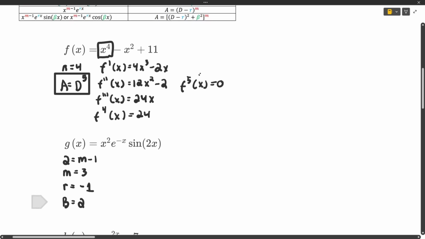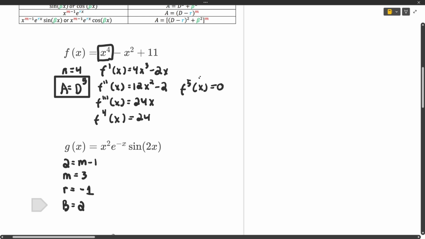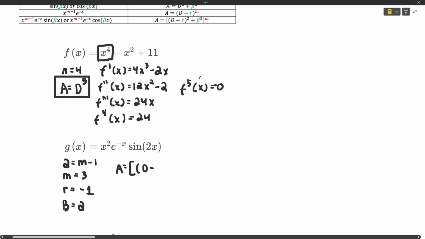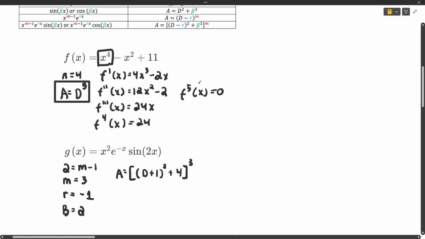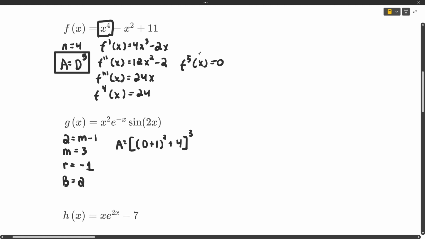Now that we have all this, we're going to use the annihilator from the table to create our annihilator. It's going to be (D minus r) squared plus beta squared. Our r is negative 1, so it's D plus 1 squared, and then plus beta squared, so 2 squared is 4. And all that is raised to the m power. I can solve this one, but it's going to get really ugly, so I'm just going to show you what to do from here.